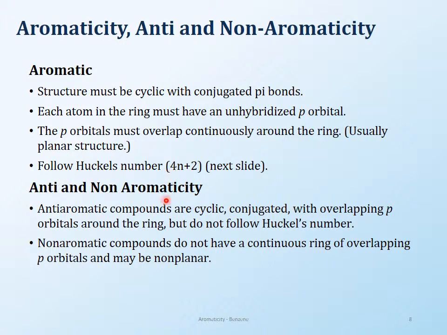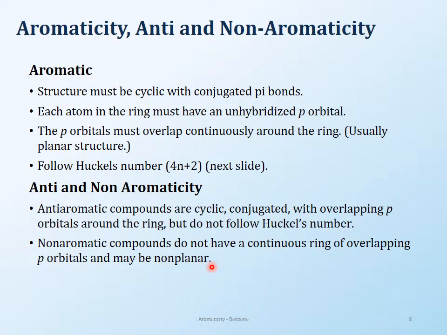So let's talk about anti-aromatic and non-aromatic and get it over with. What does it mean for something to be anti-aromatic? Anti-aromatic is anything that is cyclic and conjugated with pi bonds, but doesn't have Hückel's number. So it doesn't have the last criterion. That is how you would say something is anti-aromatic. For example, benzene is aromatic, but cyclooctatetraene and cyclobutadiene are anti-aromatic because they follow all the rules except for Hückel's number, which we'll deal with in the next slide.